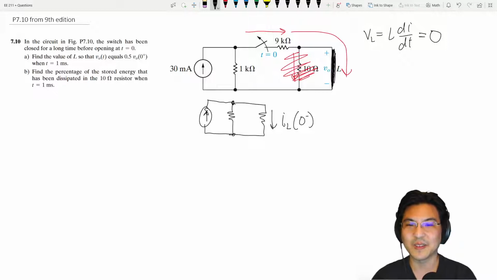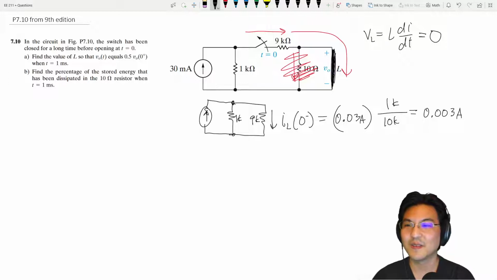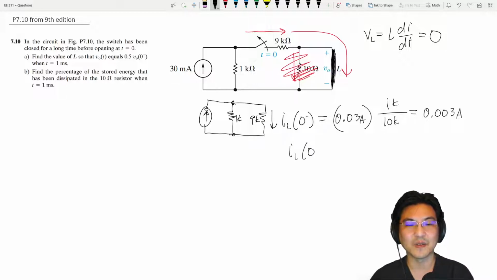It's a current divider, so it is whatever the current here, 30 milliamps, so 0.03. And then this is 9K and this is 1K. So it's 1K over 9 plus 1, so 1/10 of 0.03, which is 0.003. So that's the initial current. And we know that for an inductor, the current cannot change instantaneously. So this is also the current at 0 immediately after we open the switch.